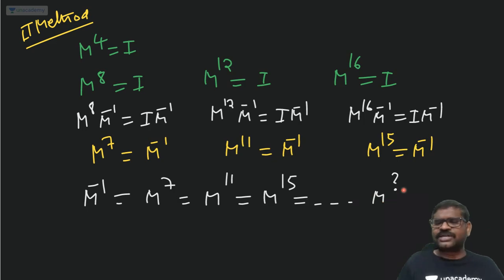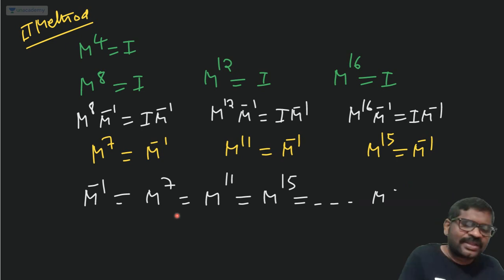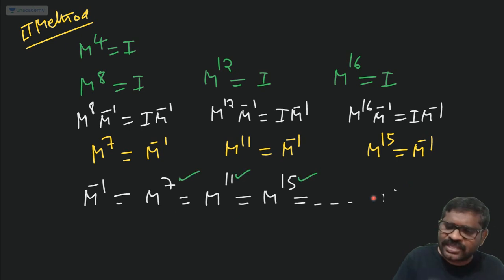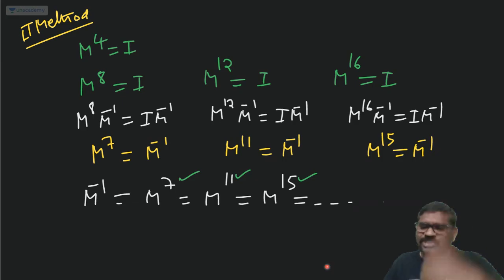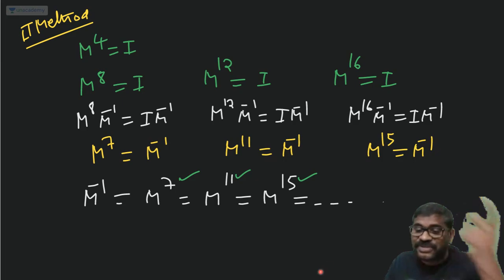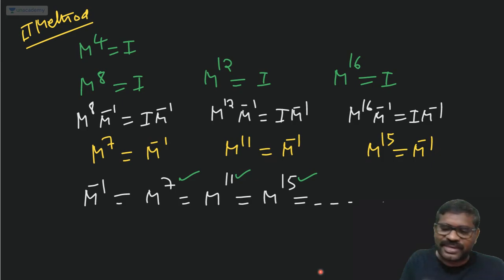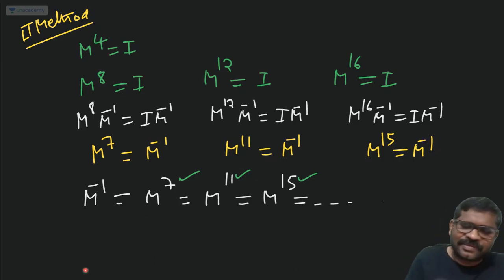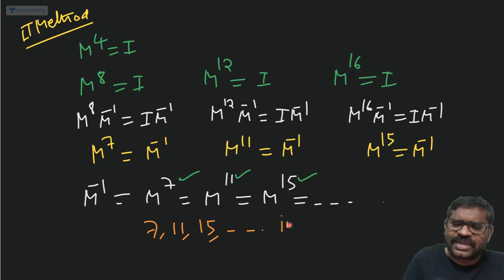M power what? We have to find out. If you understand the pattern, 7, 11, 15 and so on, you can estimate M power which one. 7, 11, 15 are in arithmetic progression. Very good. 7, 11, 15. These are all in arithmetic progression.